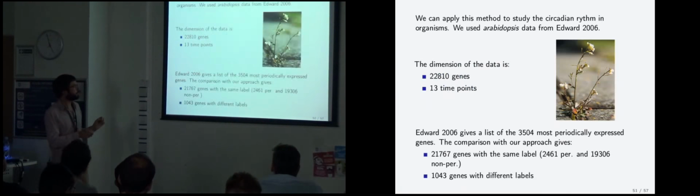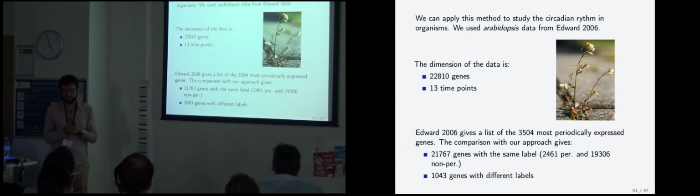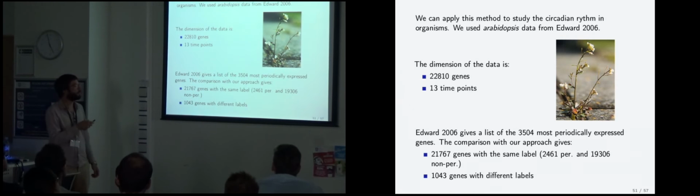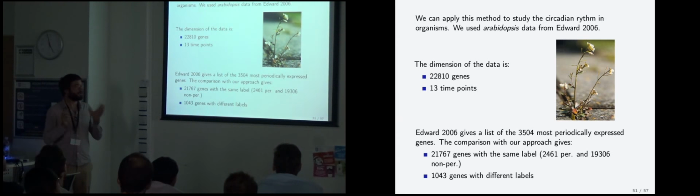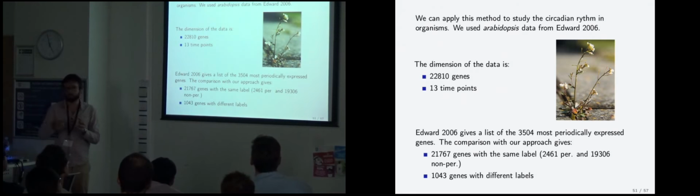And we used that to do some gene expression analysis. So this is for Arabidopsis, and we wanted to identify the genes responsible for the circadian rhythm. There are 22,000 genes, and we just have 13 time points, which is not much. And then we can compare with the literature: the genes that we assume to behave periodically compared to the genes the literature assumes to be periodic.